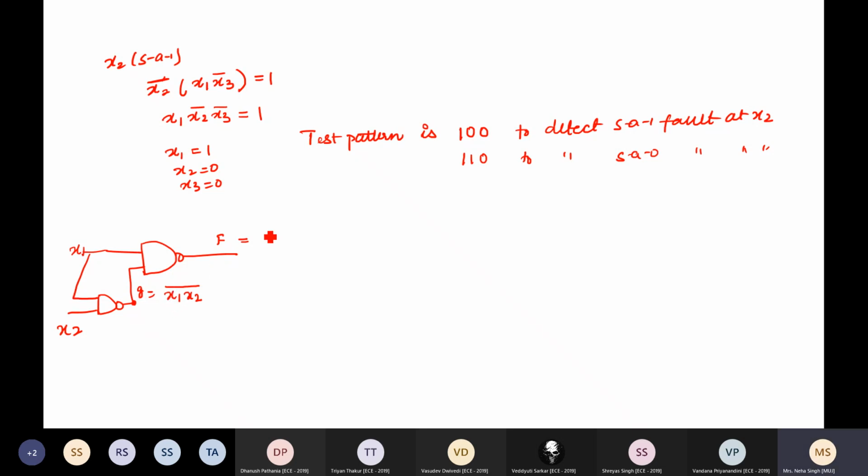Right? So what will f be? This will be x1 x2 bar into x1 ka whole bar. So that is x1 x2 plus x1 bar. Is it correct?